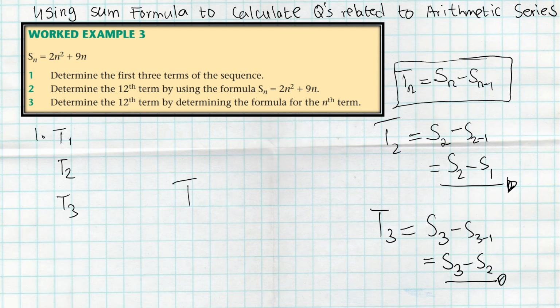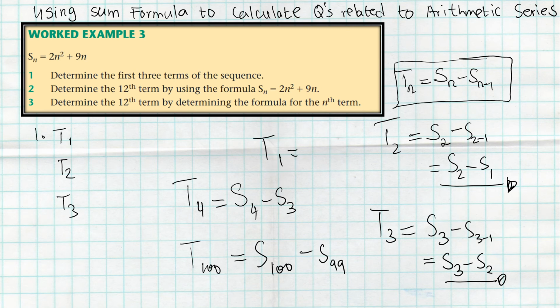So if I need term number 4, I can see the trend is just the term minus the previous one. Term number 4, given the sum formula, is the same as S4 minus S3, the previous one. Term 100, if I'm given the sum formula, is the same as S100 minus S99. So that's how you do it.